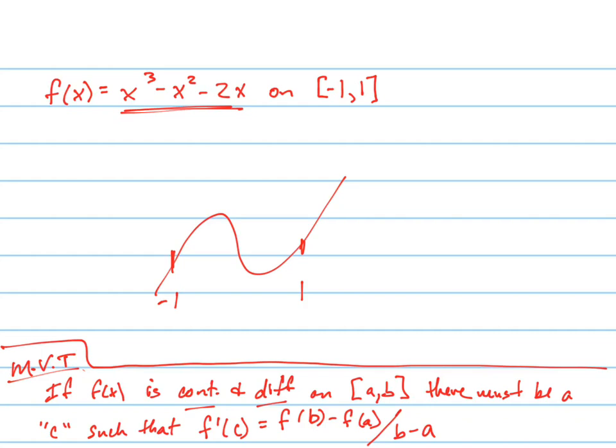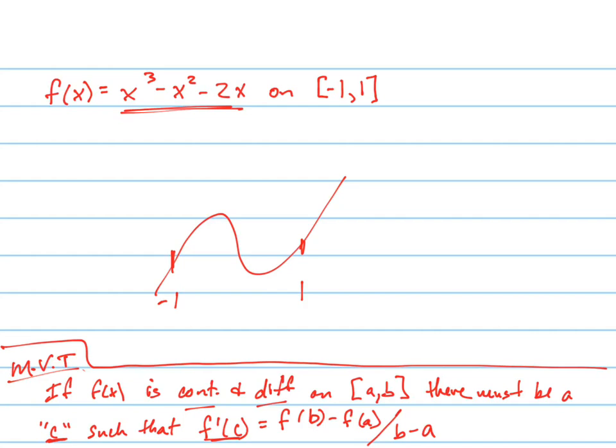Then there has to be at least one value c. There must be a c, and there could be more than one value c, such that the derivative at c, f prime at c, is equal to the slope of the secant line. So let me explain that a little bit more clearly.